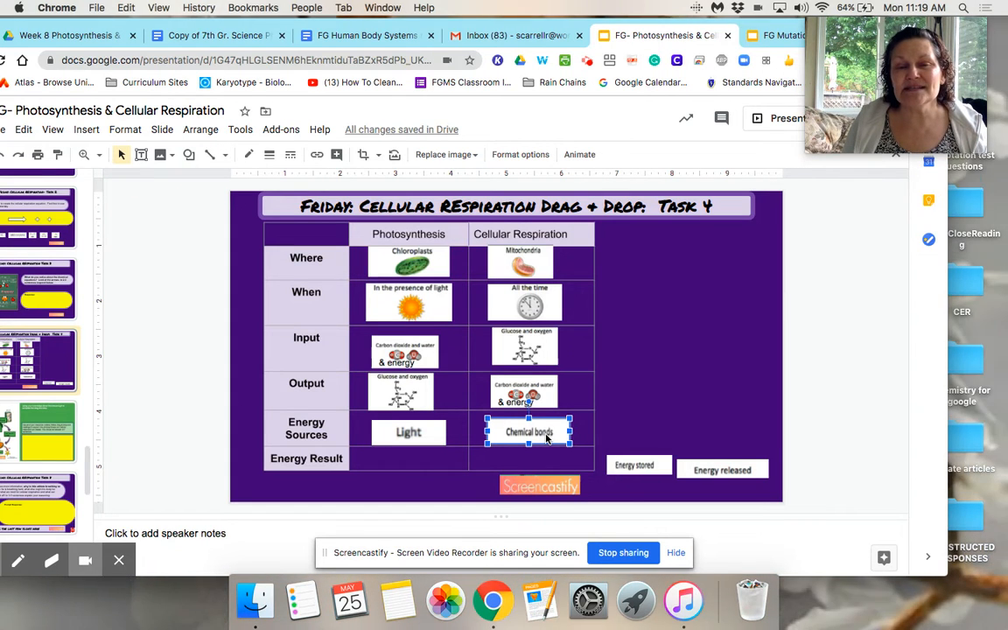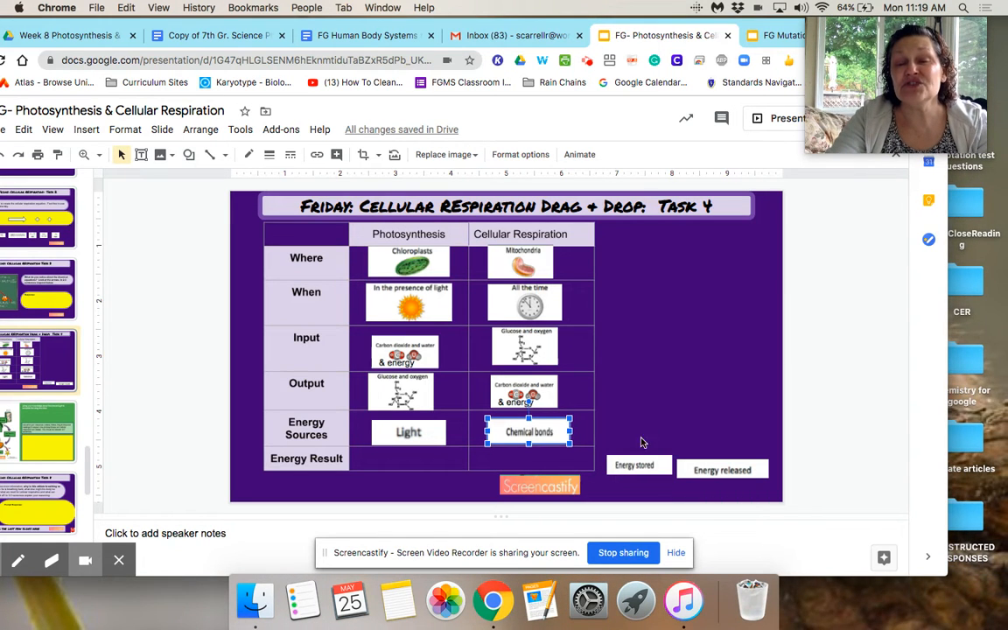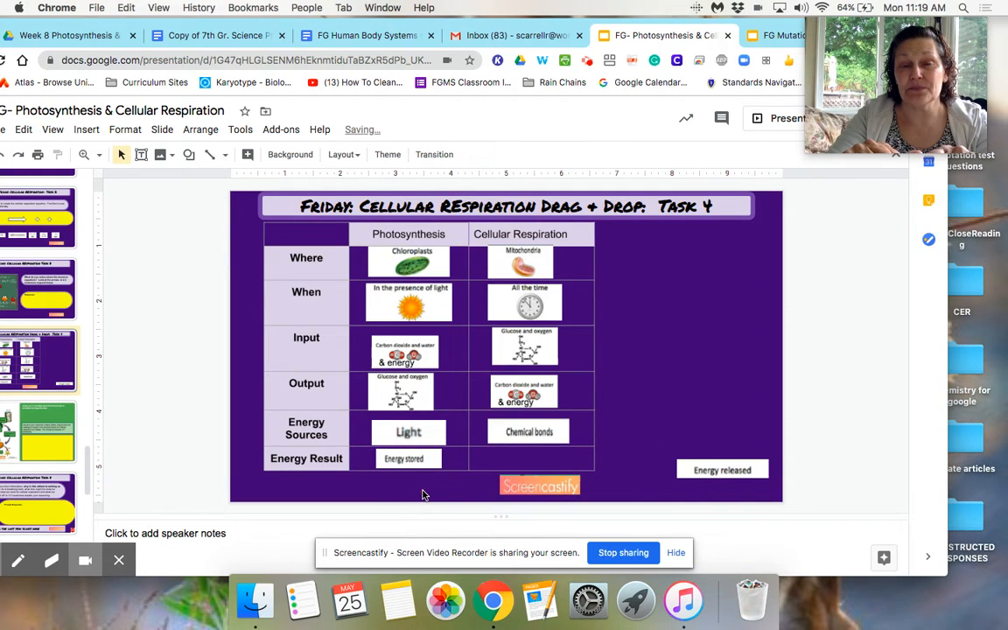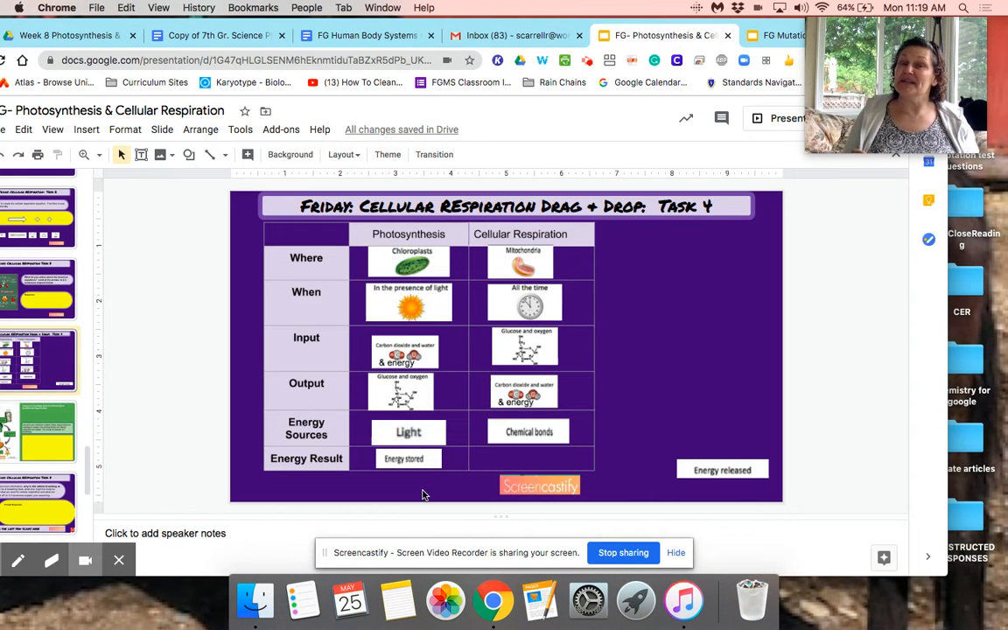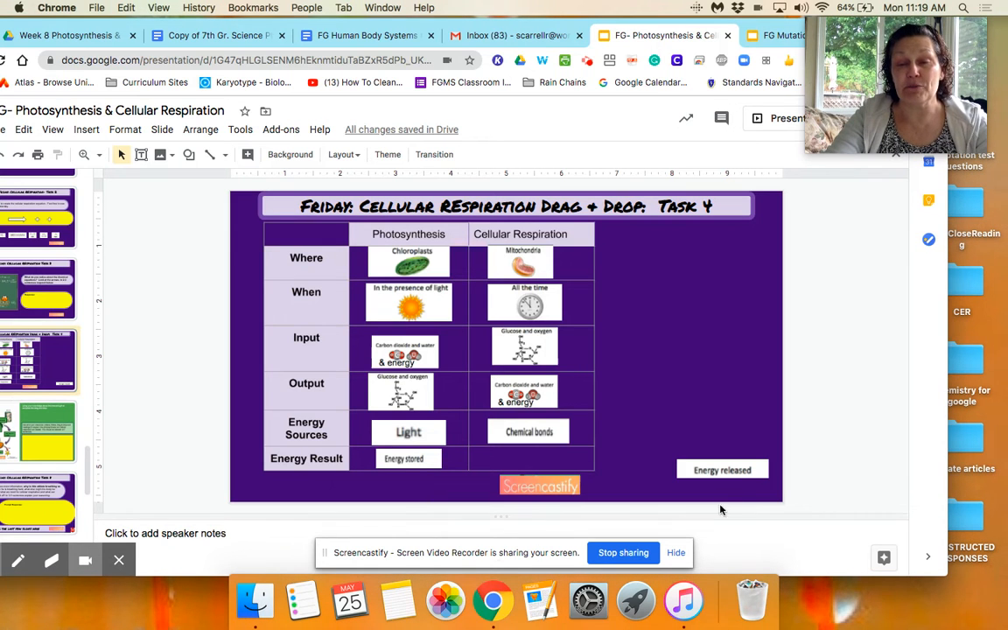And so what is the energy result? Photosynthesis needs energy, right? So it's taking energy in. The energy is being stored in those bonds of the glucose. So the energy is stored. Cellular respiration, the energy result is that the glucose has been broken down in the presence of oxygen and the energy has been released, right, for the body to use for whatever purposes it needs.